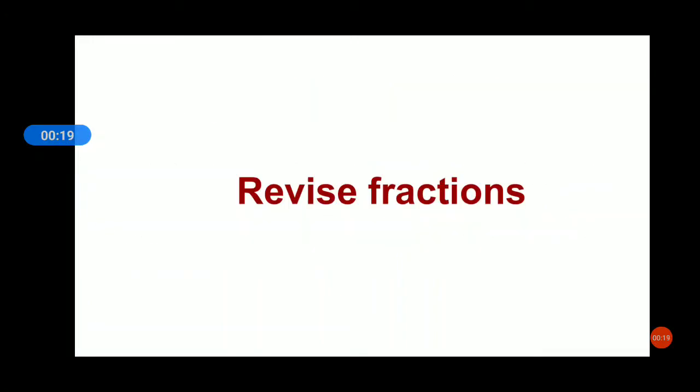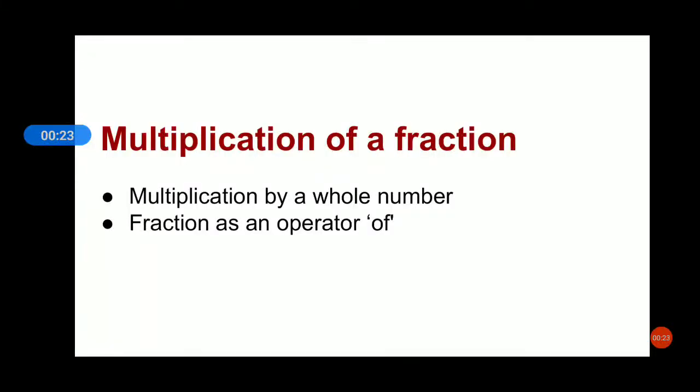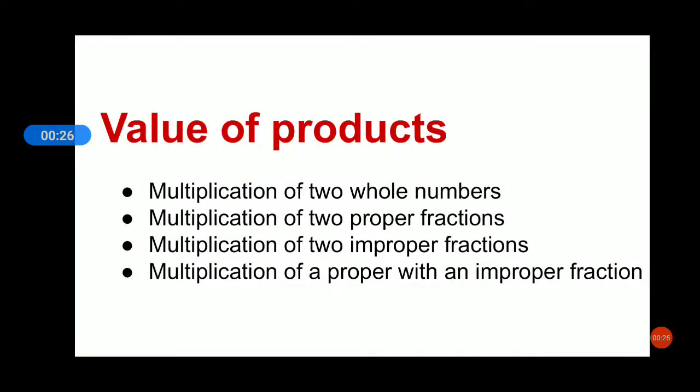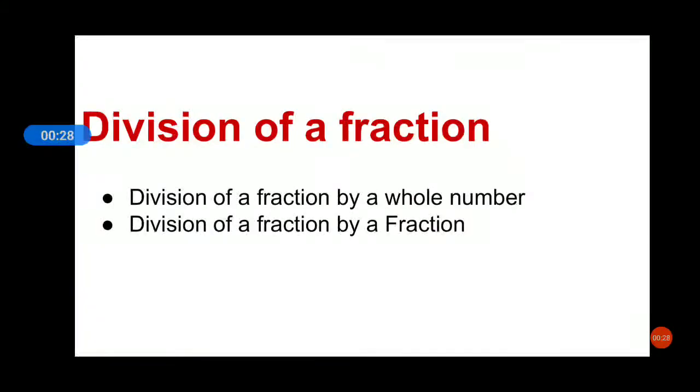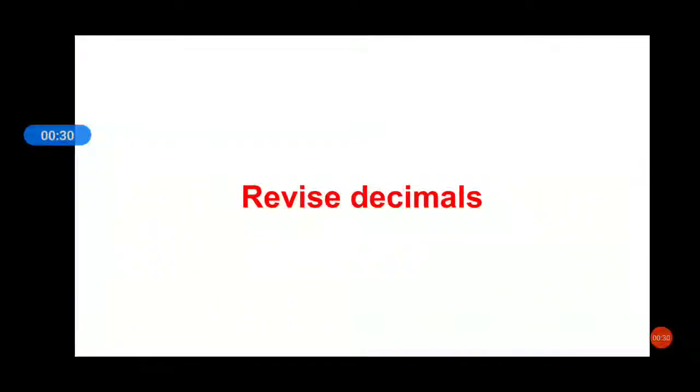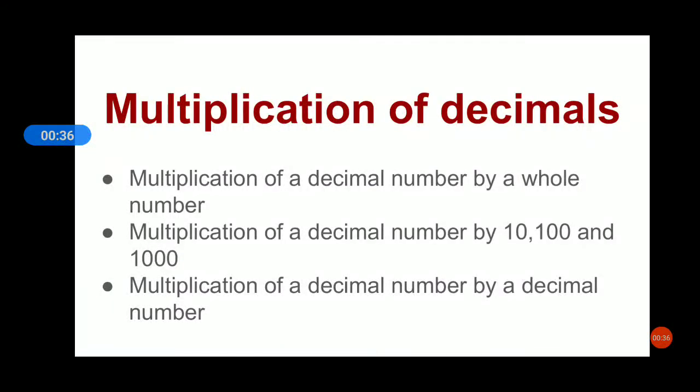Multiplication of decimals. Okay students, we were revising the fractions, then multiplication, how to multiply with fractions and the value of the products. Then we were seeing how to divide a fraction, division of a fraction. Then we were revising the decimals. Now we are going to see multiplication of decimals. We have three topics: multiplication of a decimal number by a whole number, then multiplication of a decimal number by 10, 100 and 1000, then multiplication of a decimal number by a decimal number.